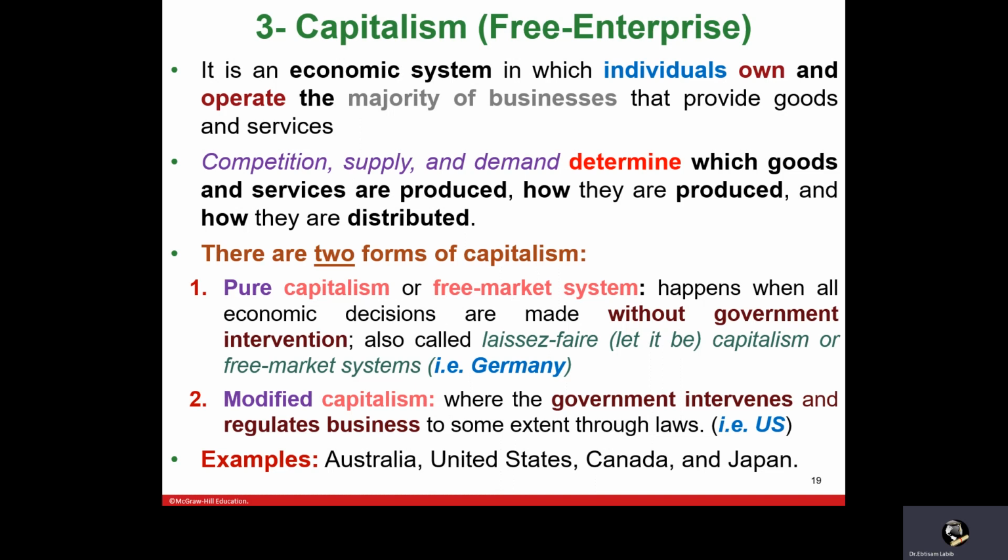The difference between them depends on government intervention, or how the government can intervene in the economic decisions made by the business. In pure capitalism, there is no government intervention. The businesses or individuals can make all the economic decisions without any governmental intervention. Yet, in modified capitalism, the government will intervene and will regulate the business by imposing laws and taxes.